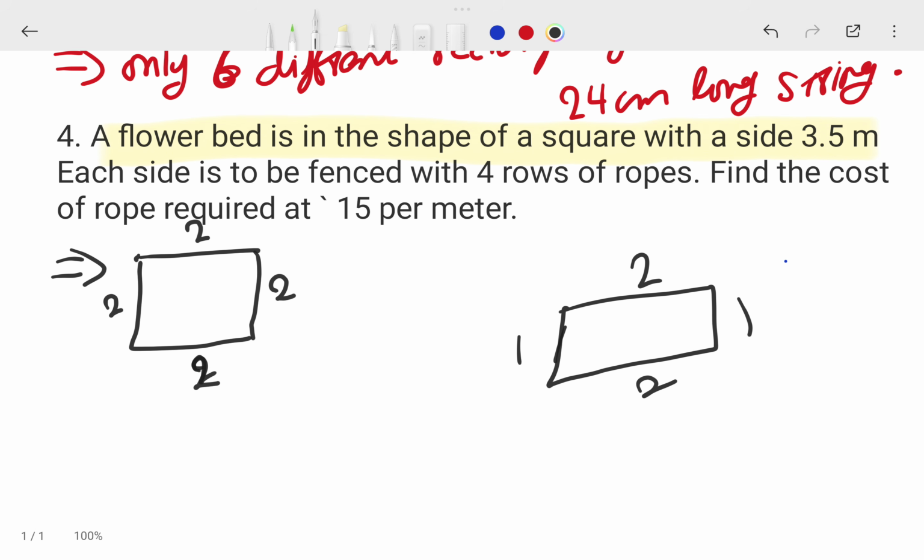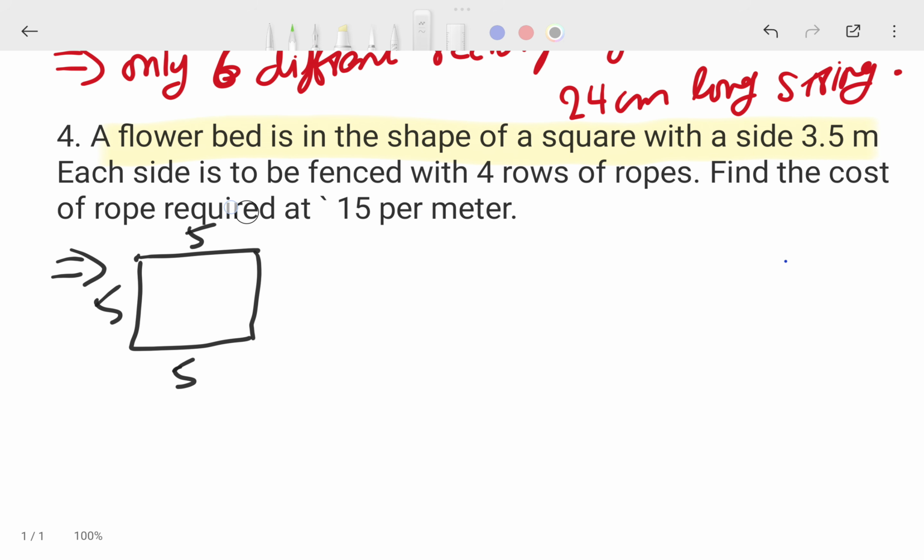If it is 2, then all sides are going to be 2 in the square. In a square, if it is 5 centimeter, it's also going to be 5 centimeter, it's also going to be 5. All is going to be the same only. Okay? So in a square there is one problem with that. But don't worry, let's see what is telling that.